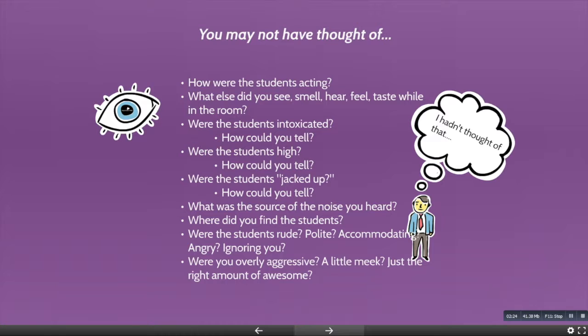Were the students jacked up and in your face? How could you tell? What was the source of the noise you heard? Where did you find the students? Were the students rude, polite, angry, ignoring you? Were you overly aggressive, a little meek, or just the right amount of awesome?